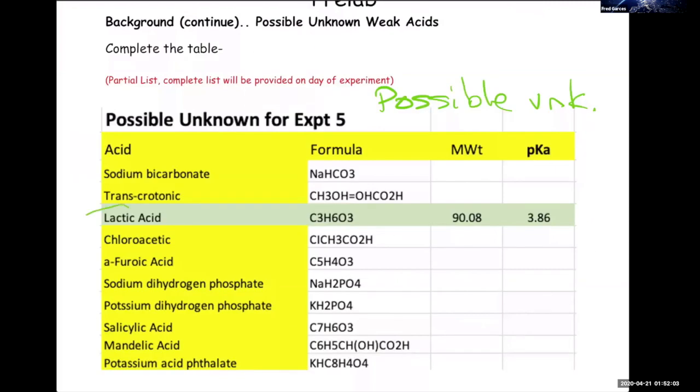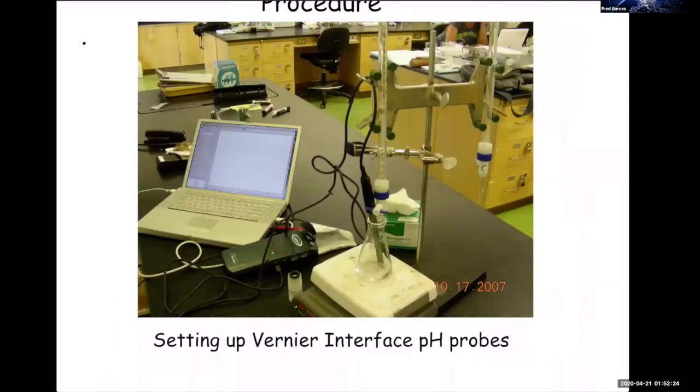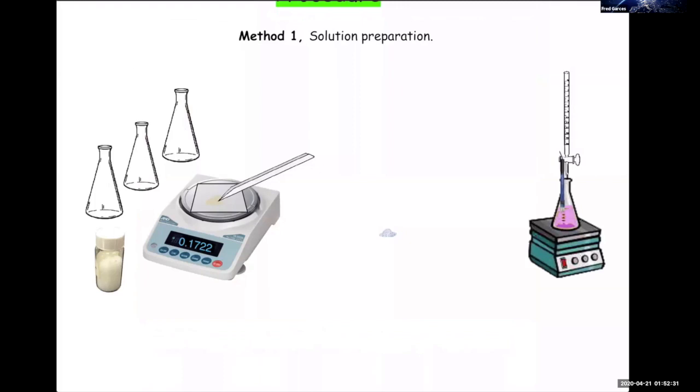And what I have done is I've gone ahead and taken lactic acid and done that experiment for you. So lactic acid is not one of the unknowns that you are going to be given. This is the illustration of the equipment that you would be using. This is basically the setup, and the setup is exactly the same as experiment 4, except now you're analyzing your unknown. What you do for this is method 1 now.